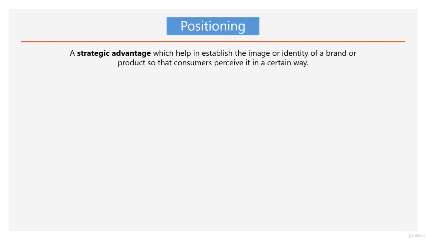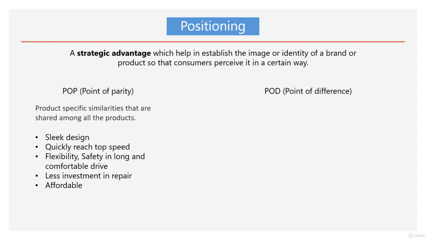So positioning is a strategic advantage which helps in establishing the image or identity of a brand or product so that consumers perceive it in a certain way. And for positioning, we'll try to create point of difference and point of parity. But before that, you need to understand what is point of difference and what is point of parity. So point of parity is basically the similarity which your product has with other products.